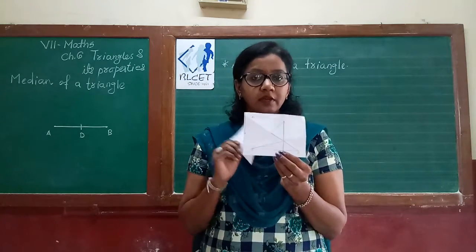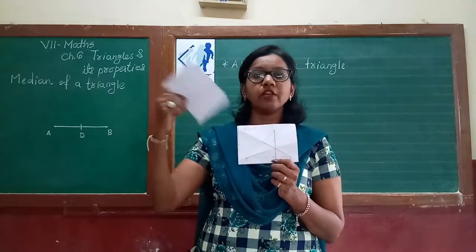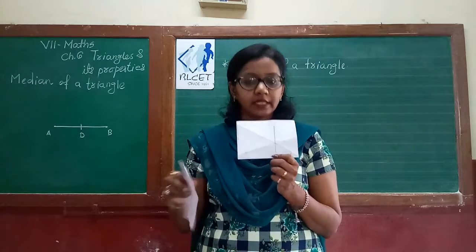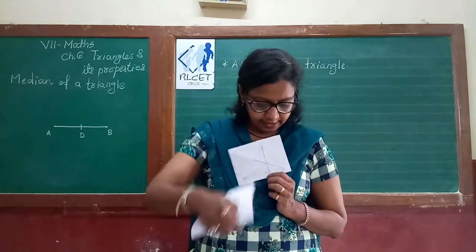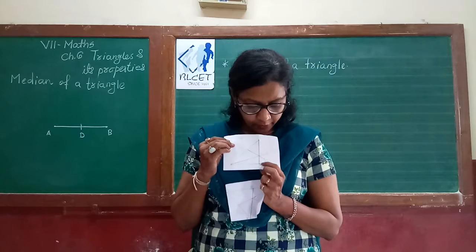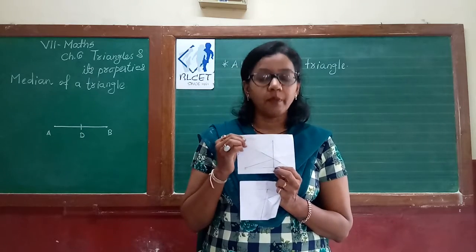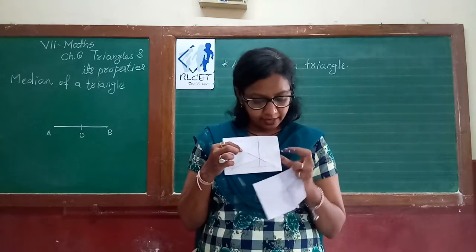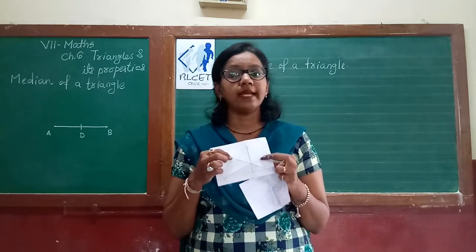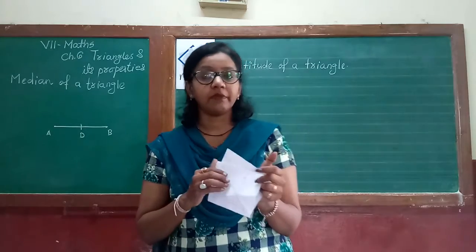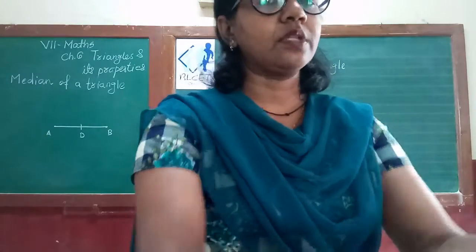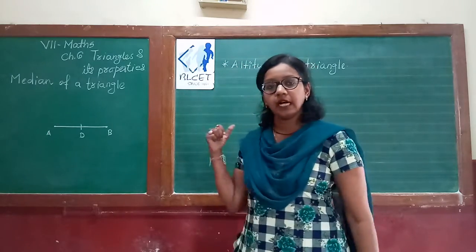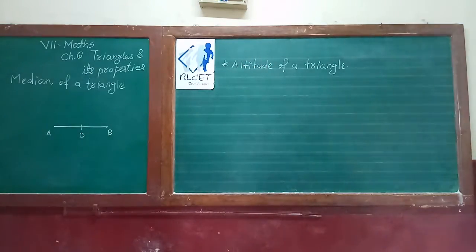But here, when you join the vertex with the point on the opposite side, whatever the point is, it is not a midpoint. If you are joining this line, this is not a midpoint. Whatever point you are getting over here, it is not a midpoint of the given line segment. This is also not a midpoint of the given line segment. So this is the difference between the median and the altitude. So this way we can find the median and the altitude of the given triangle. Thank you.